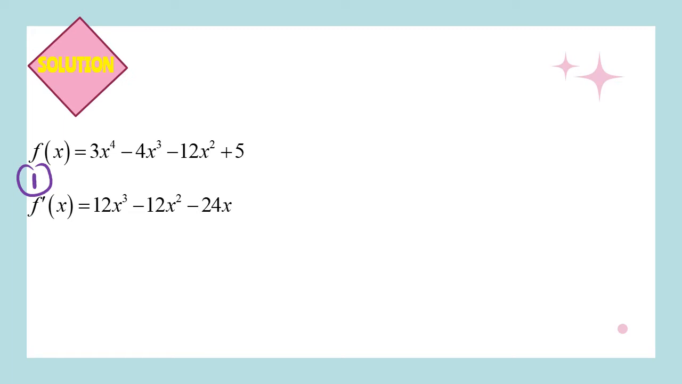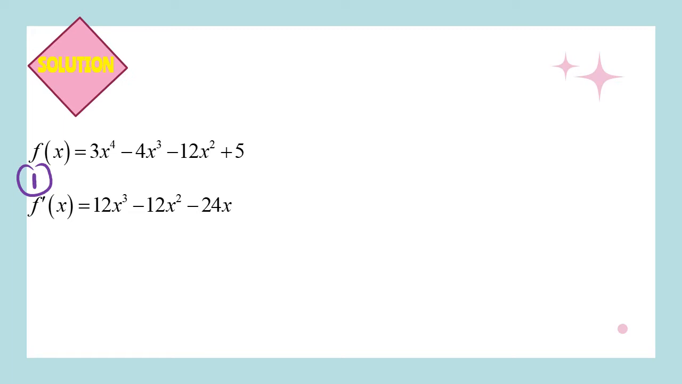So what is f prime x? We have to differentiate everything here. So we get 4 multiplied by 3, 12, and then x to the power of n minus 1. So 4 minus 1 is 3. And then 3 multiplied by 4 is 12 also, x squared, and then minus 24x, and then plus 5 will be 0. So this is our f prime x.